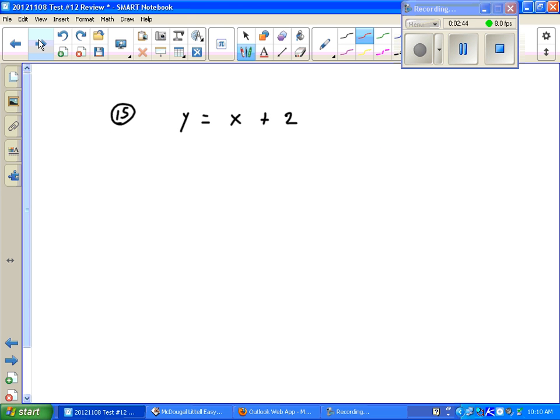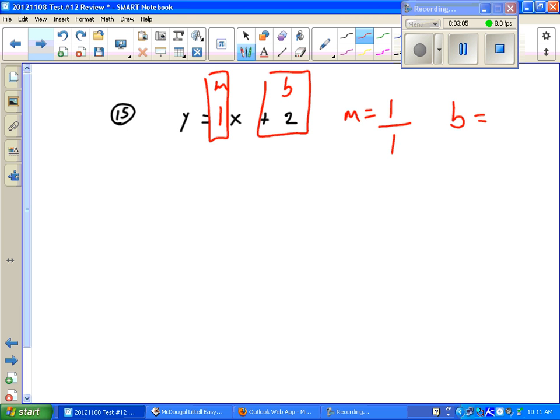Number 15 is the same thing. The only problem that people have with 15 is that the m isn't shown. Remember, everything can multiply by 1. So y equals mx plus b. Your b's easy to pull out. M was a little tougher for people. But there's your m right there. Your slope value is 1. Remember, everything's over 1. That helps with slope. Your b value, or your y-intercept, is positive 2.